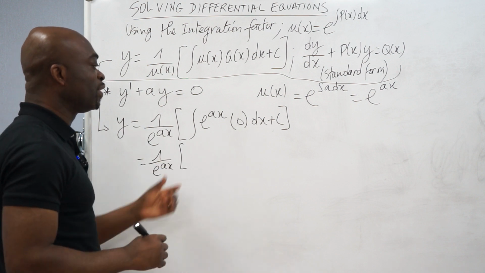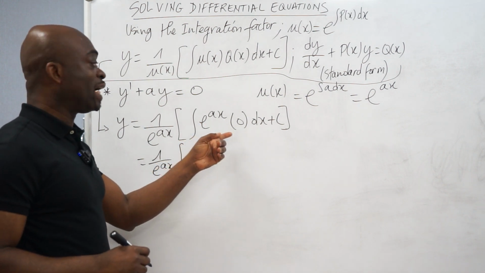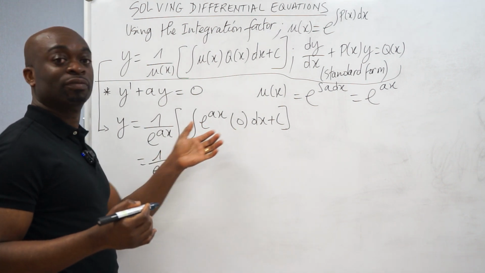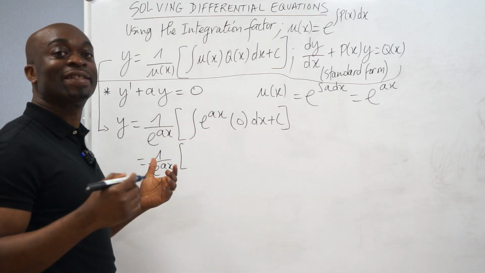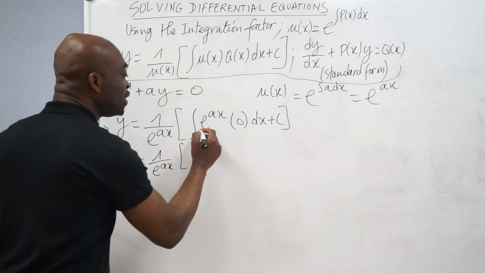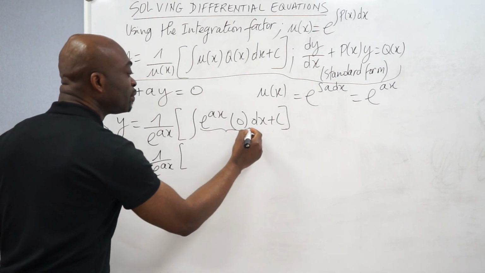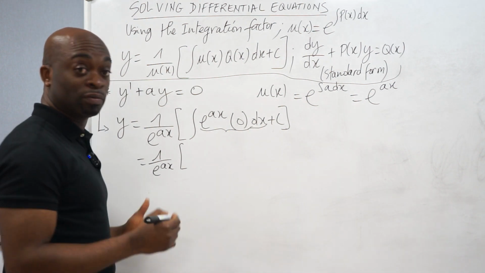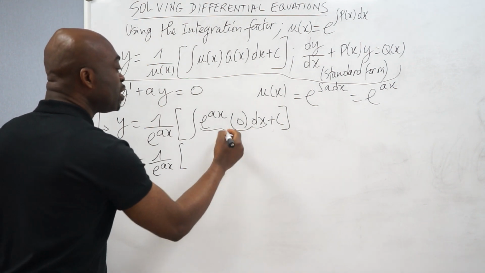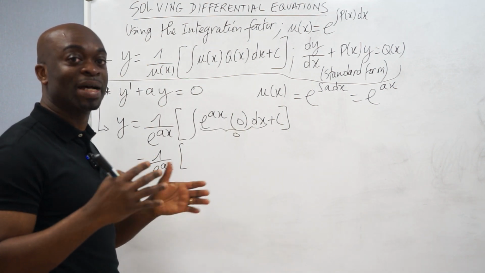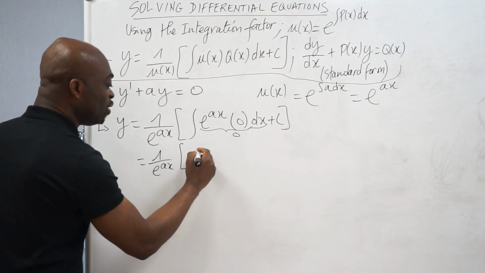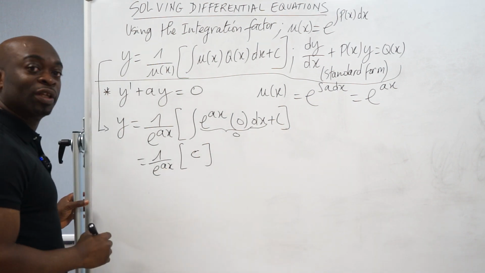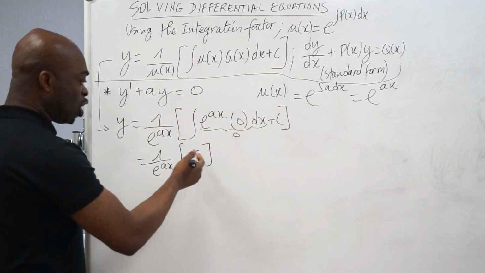So we end up with exponential ax times 0, which is 0. So it's 0 here, and then plus only c is left. This operation ends up giving us 0, because we multiply anything by 0, we get 0. So that's 0 plus c, so we end up with c only. That's the only term that is left there.